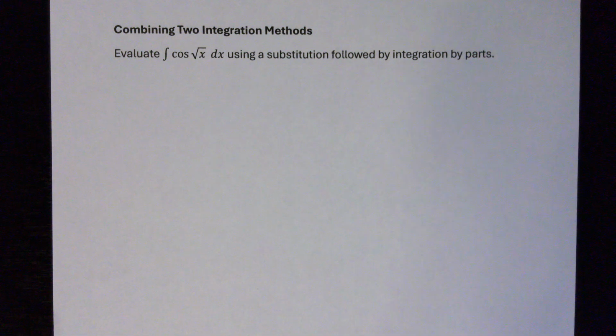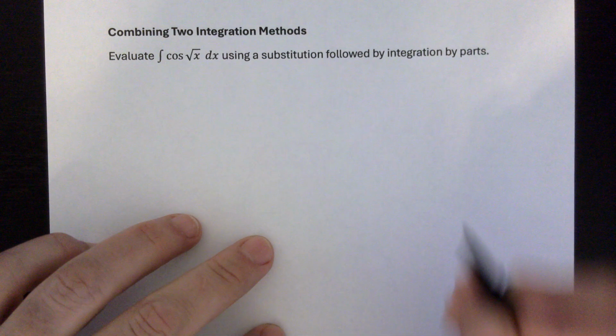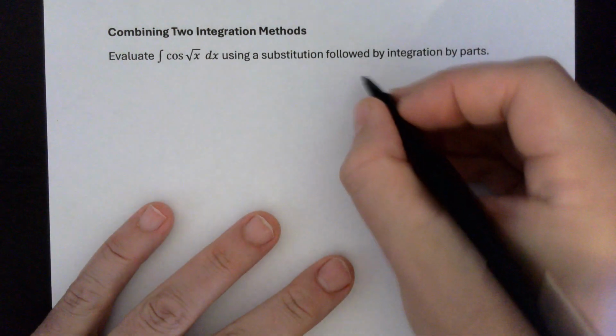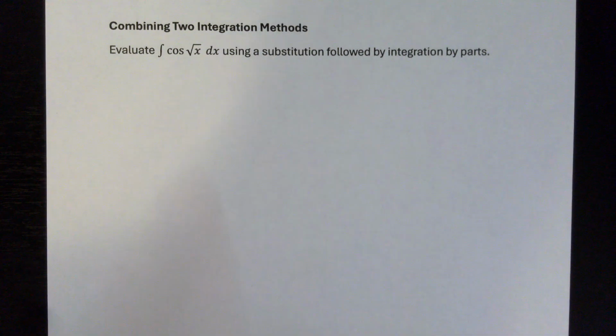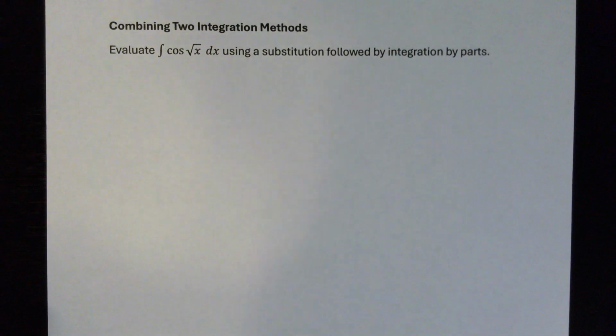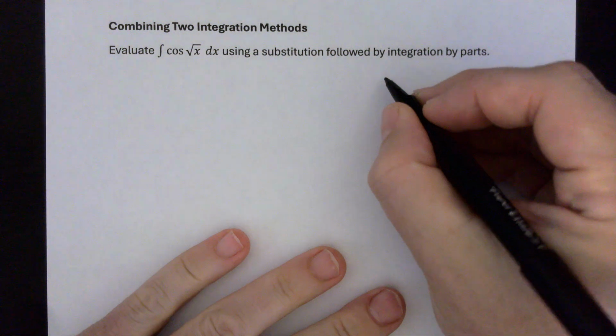Okay, so for the first one, we've got the integral of cosine square root of x. So the first thing I want to do is take care of the square root of x. So I'm going to do a substitution. Since I know I'm going to do integration by parts, I'm not going to use the letter u because u and dv and v are all used in the integration by parts typically. So I'm going to do a substitution of w.